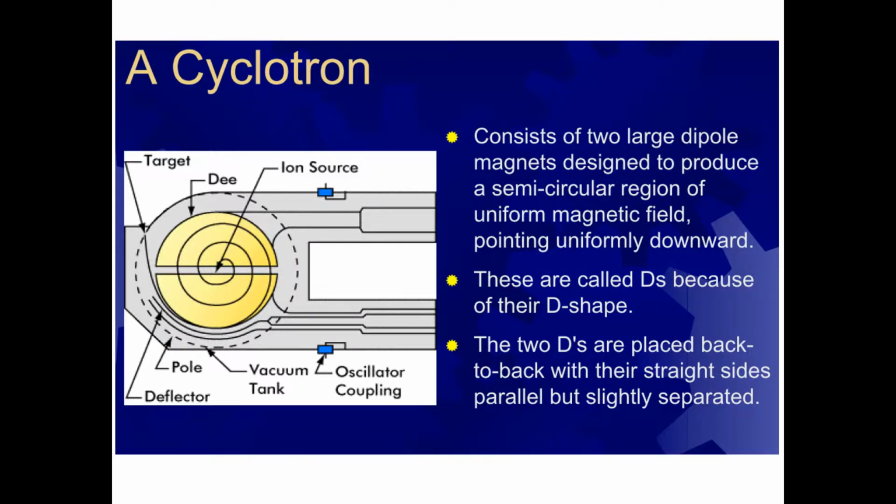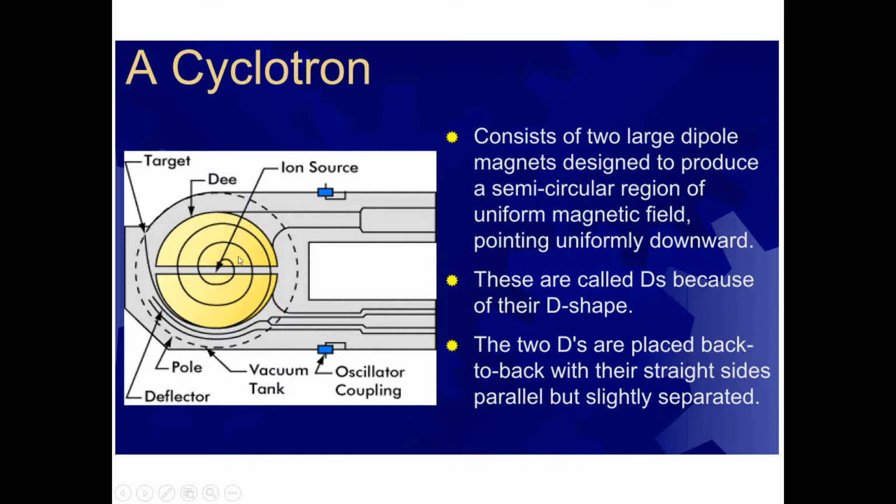What is a cyclotron? Just like you can see in this figure, a cyclotron consists of two large dipole magnets. These large dipole magnets are designed to produce semicircular regions of uniform magnetic field, pointing uniformly downwards.